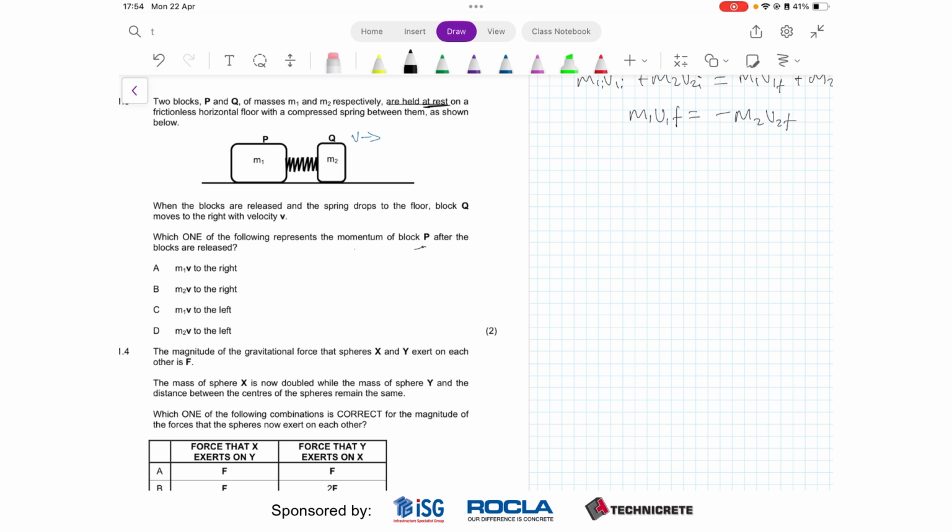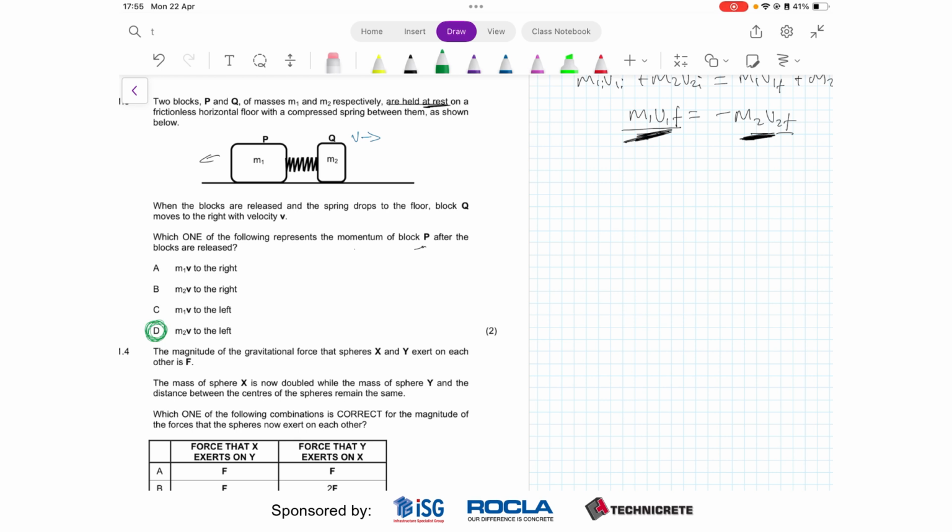Since the final momentum of block 1 is equal to minus the final momentum of block 2, it tells you that if block 1 is going to move to the right, block 2 is going to move to the left. Therefore, your final answer will be D, m2v to the left.